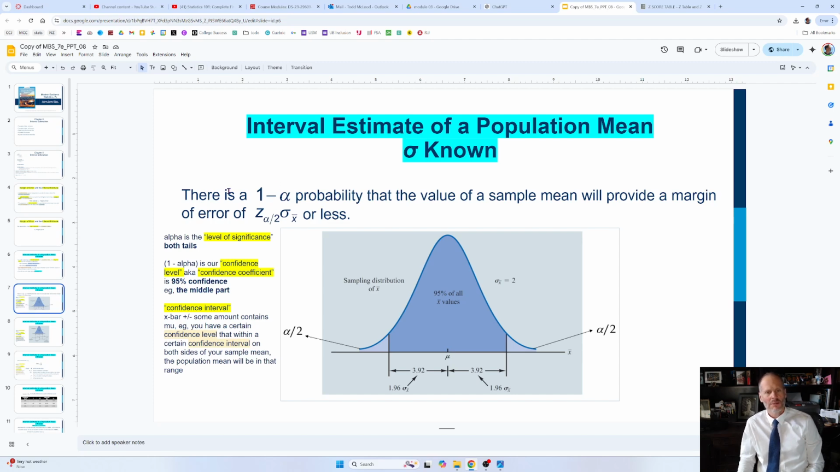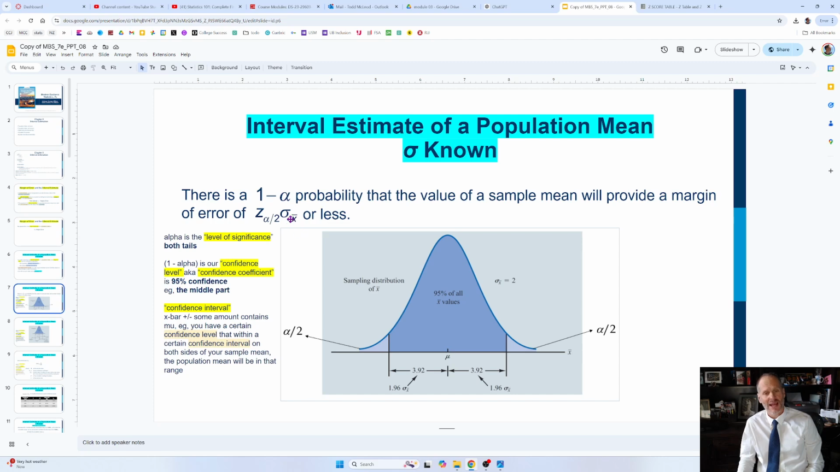And here we have, there is a 1 minus alpha probability that the value of a sample mean will provide a margin of error of z, and gosh, what is that called? It's not called a power. I can't remember what that's called. But z, and then there's a little subscript. That's what I was looking for, subscript versus superscript. Z subscript alpha divided by 2 times sigma, and this is the standard error.